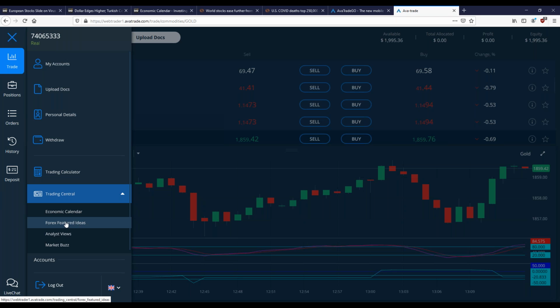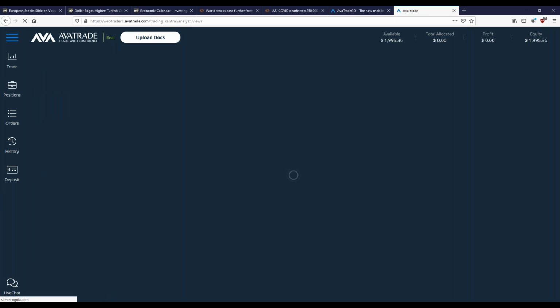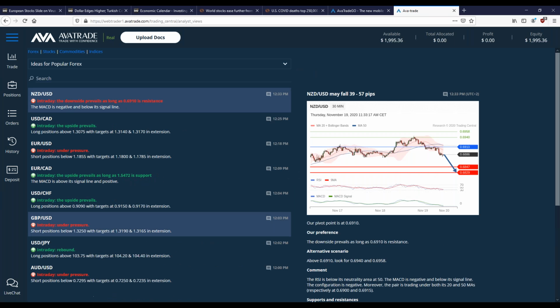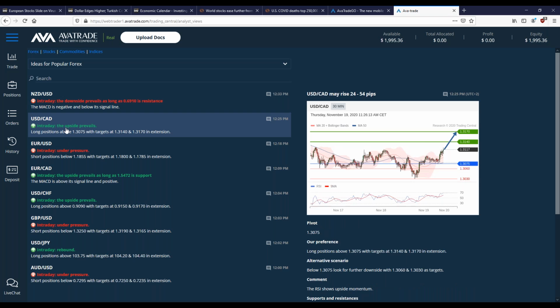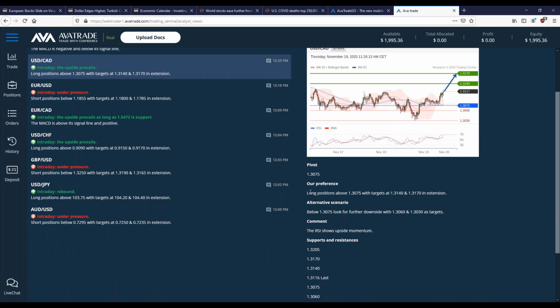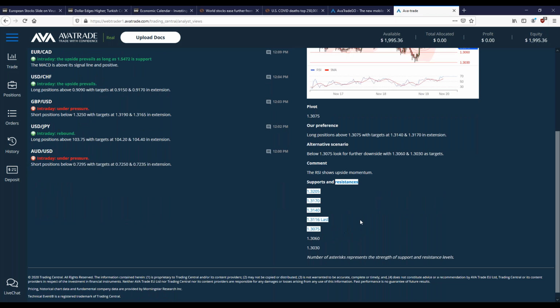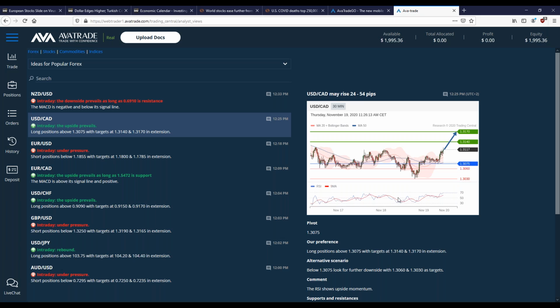So on a live account, you will see something like analyst views. These are free signals, everybody. Look at this. Pick the asset. It breaks down the technicals on the chart, shows you which way the breakthrough move could be. Looks like an uptrend on USD Canadian, and you see what their preference is, long positions above such and such price. It gives you the full signal right here. Price levels, support and resistance levels, everything, okay? This is here for everyone with a live account. It's free, and it breaks down the technical analysis.